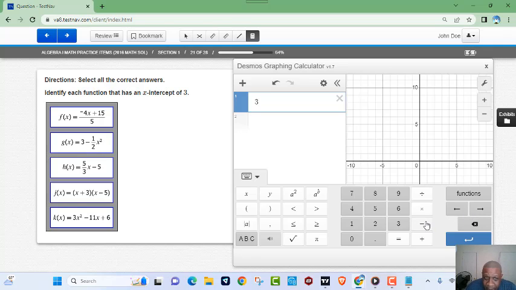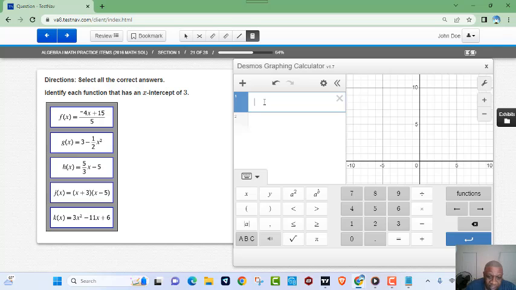3 minus 1/2 x squared. So that's a y-intercept of 3, but x-intercept of 2, almost 2.5. Almost 2.5. So that one's not it. All right. So let's take a look at the next one.